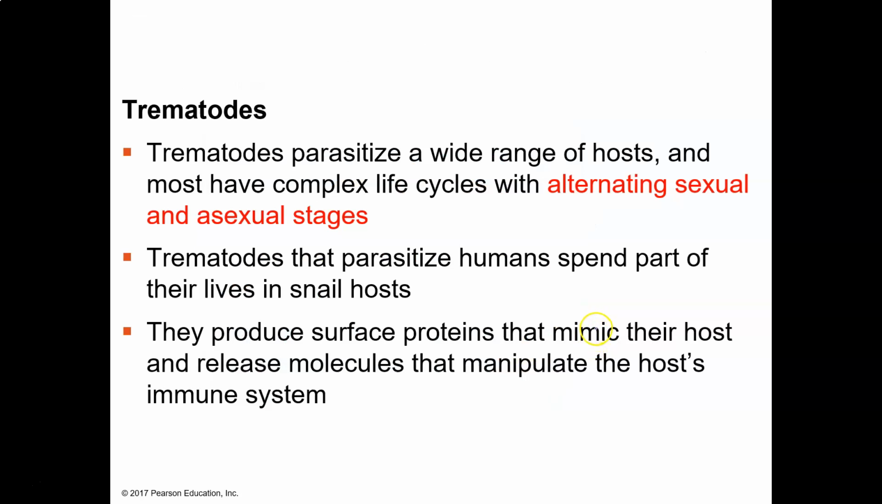Another group of platyhelminths that we need to look at are the trematoda, or trematodes. They're usually parasites, and they alternate sexual and asexual stages. If it's a trematode that parasitizes humans, well, usually they spend part of their life cycle in a snail intermediate host. And they're unique in that they can produce surface proteins that mimic the host's surface proteins so that the host's immune system doesn't recognize them.